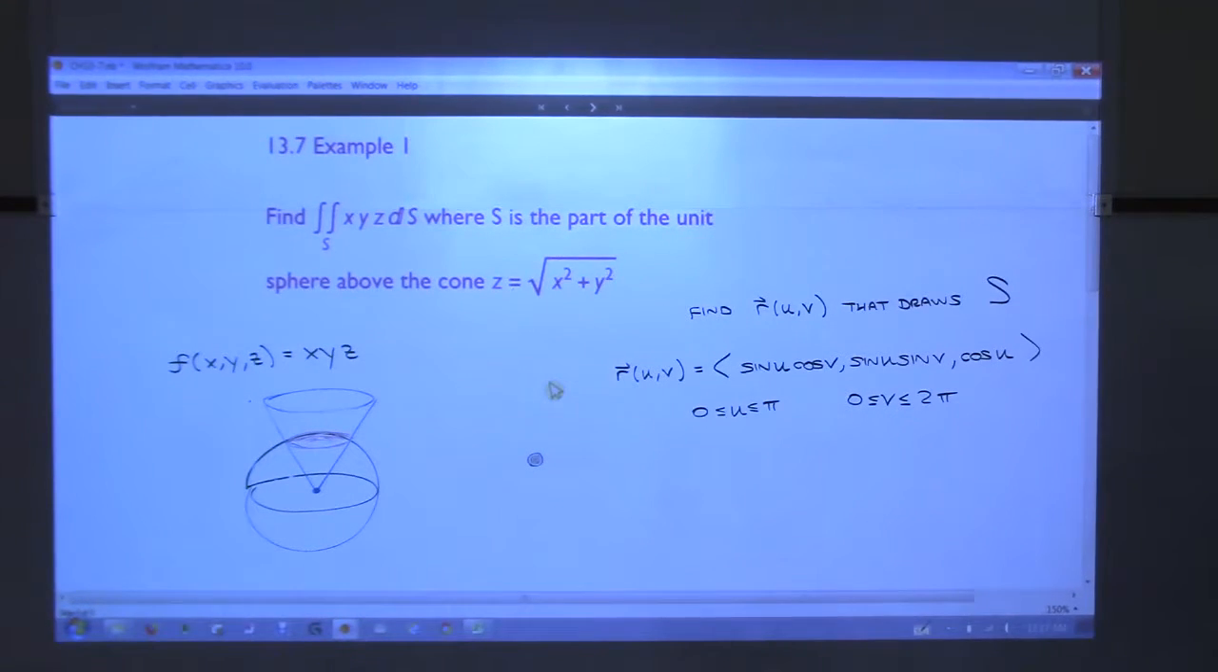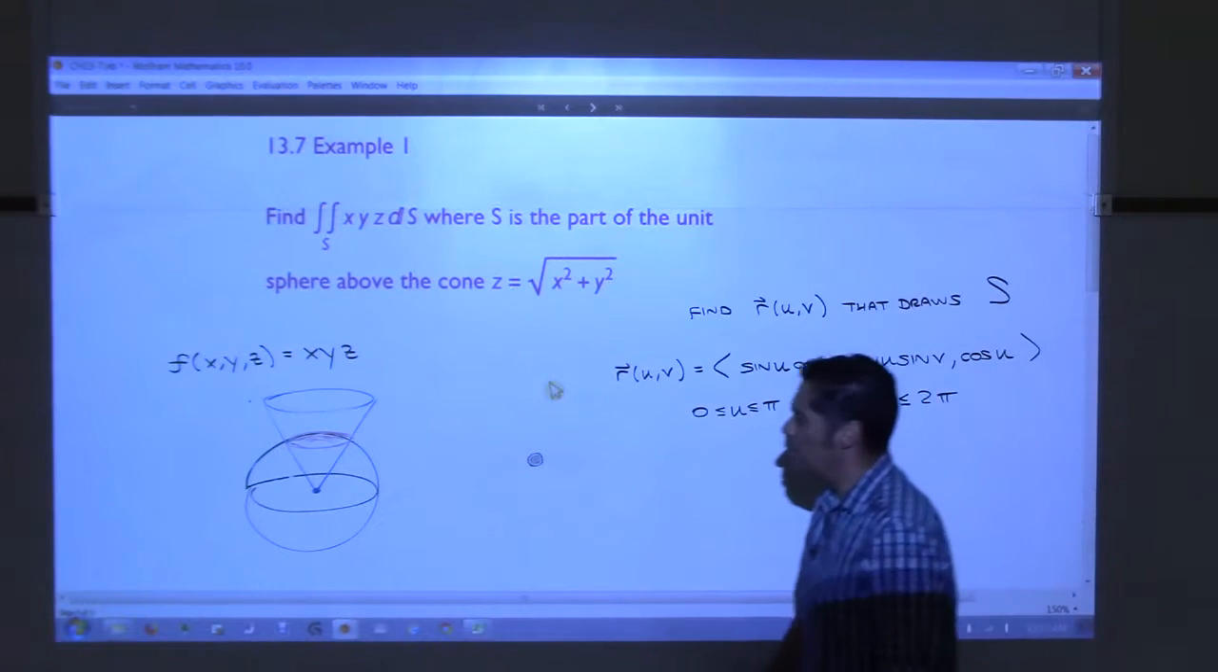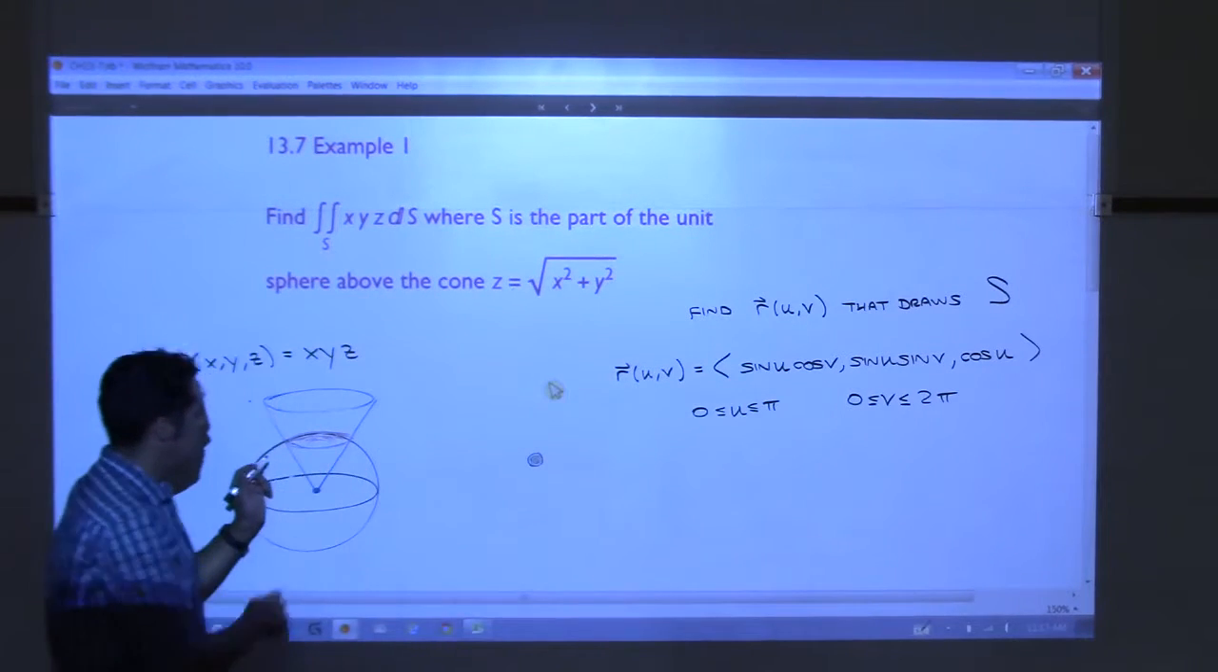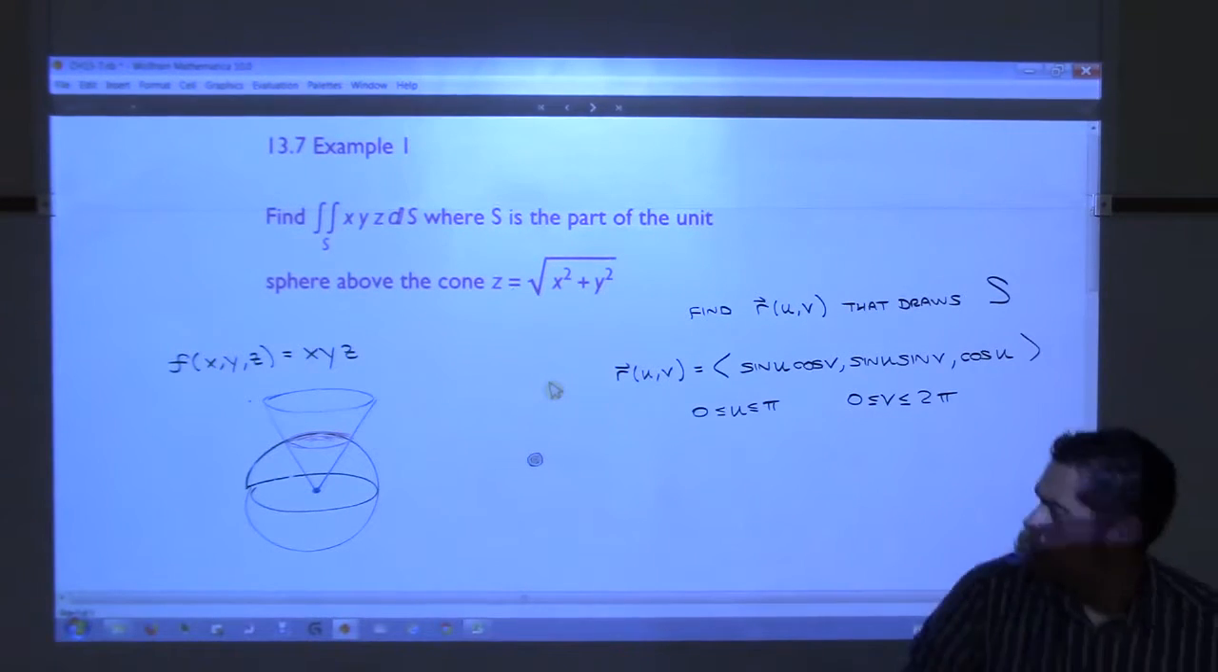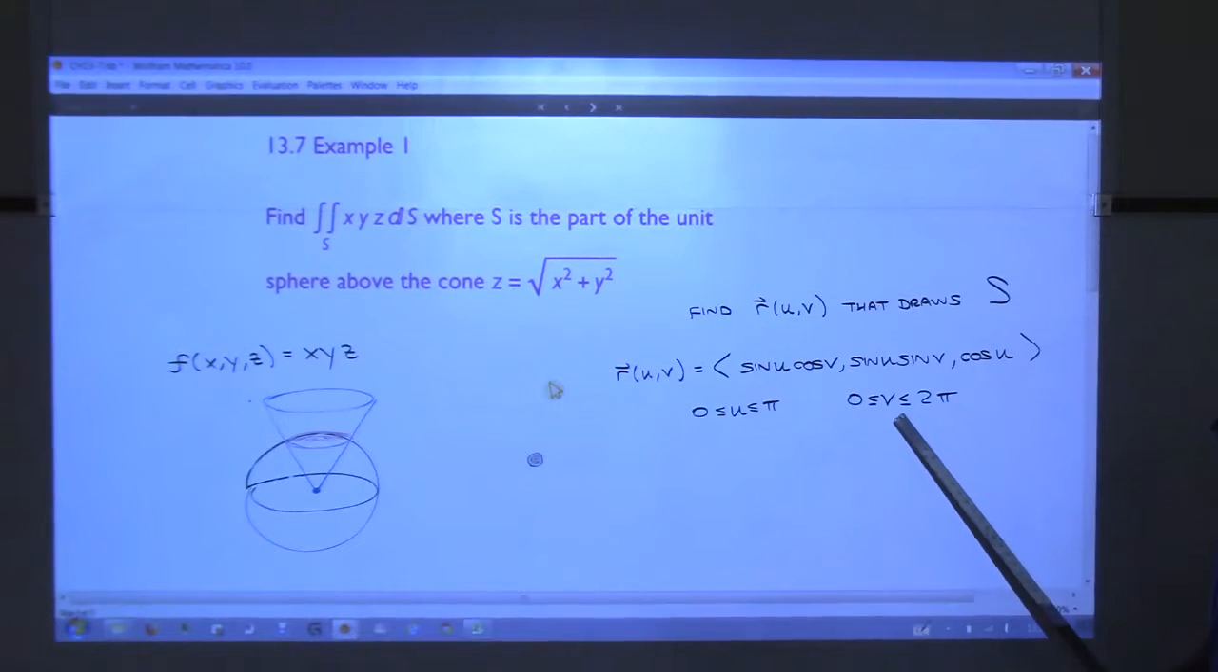I need to restrict something, don't I? What do I need to restrict to draw this little red piece? You need to restrict phi to 45 degrees. So is the v okay?